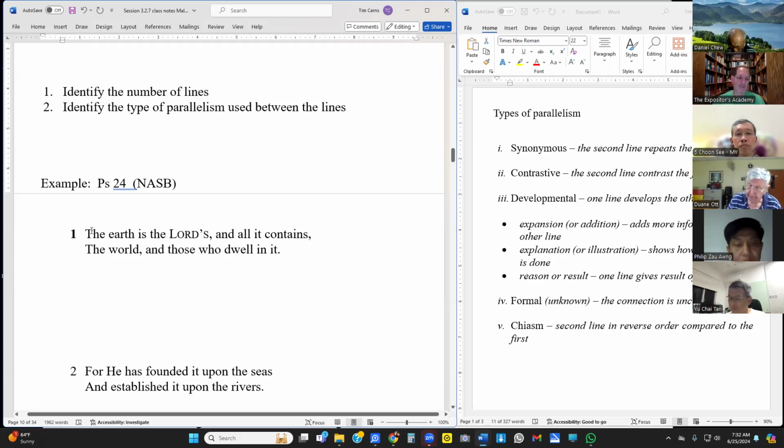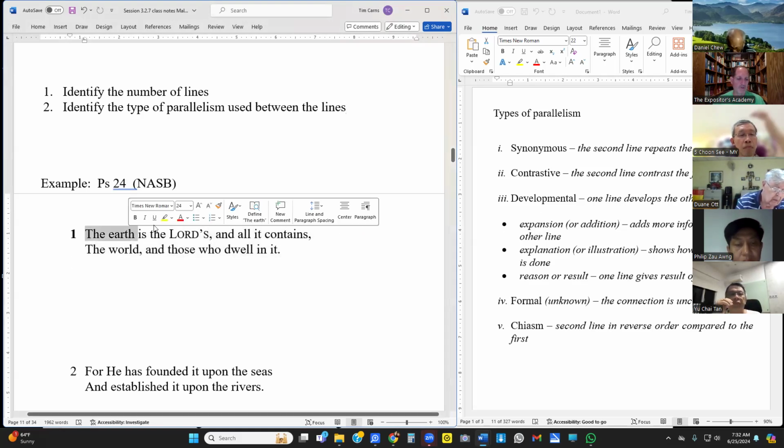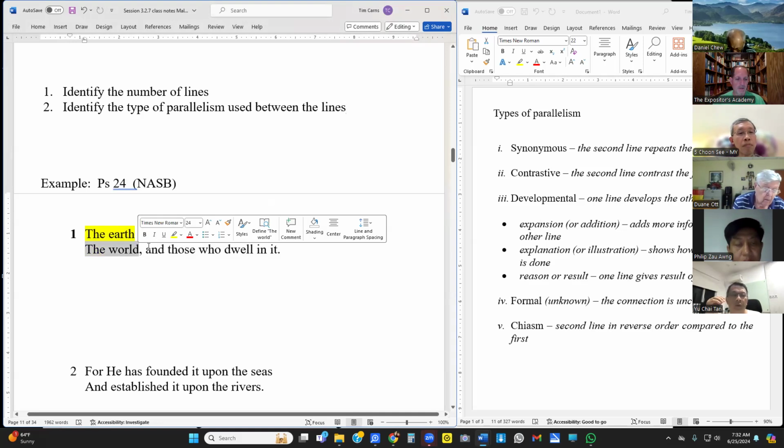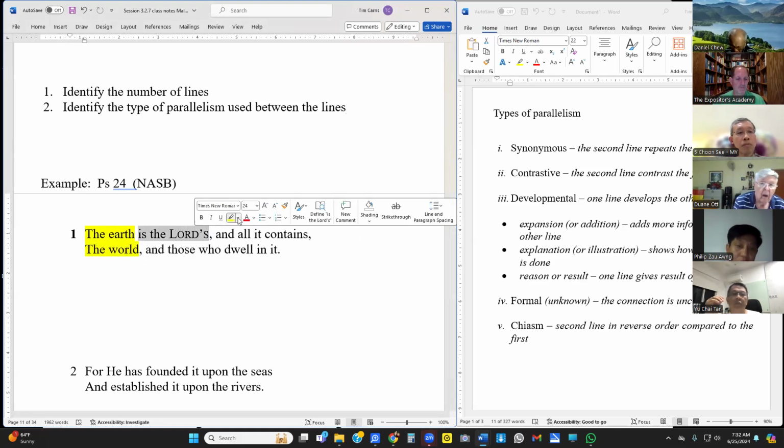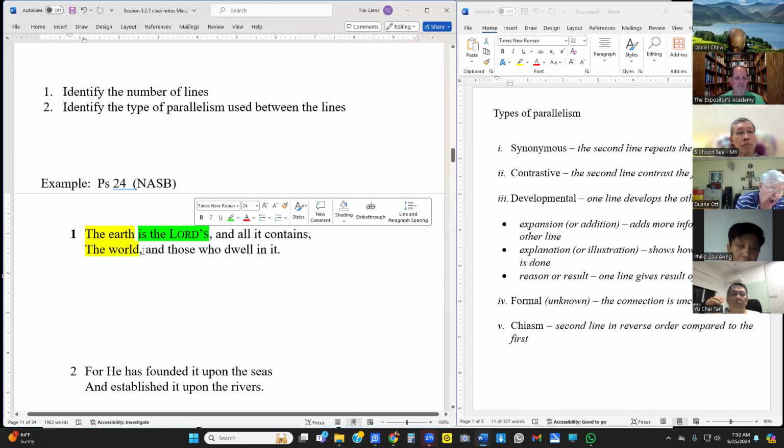So as we're looking at Psalm 24, notice it has the earth is the Lord's, or Yahweh's, and all it contains, the world and those who dwell in it. So notice we have here the earth, and the world. Is the Lord's. Okay, now we don't have is the Lord's in the second line.